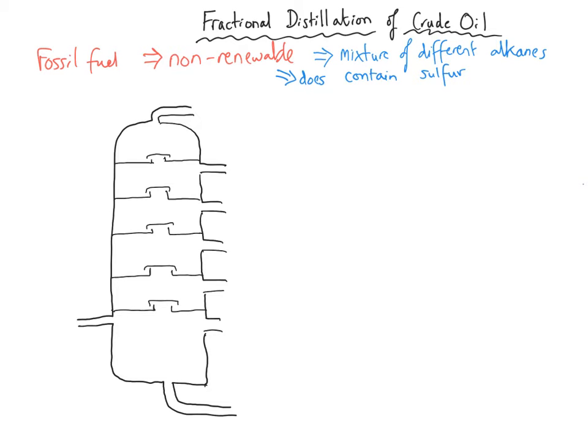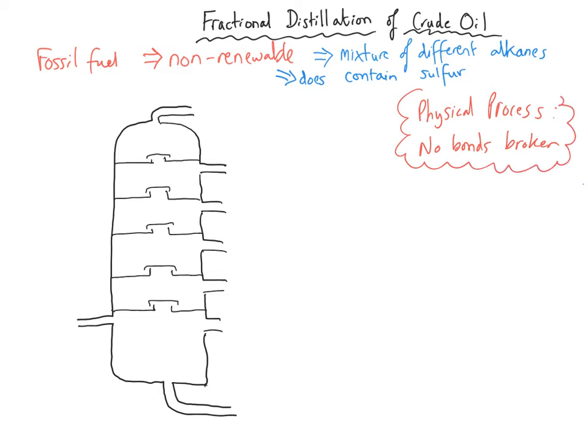Now, the first thing to say before we get any further into this is that fractional distillation is a physical process. And what that means is there are no covalent bonds broken. And that is a really common mistake in fractional distillation. There are no bonds broken at all. Let's take a look at the fractionating column, which is what we've got here, fractionating column.